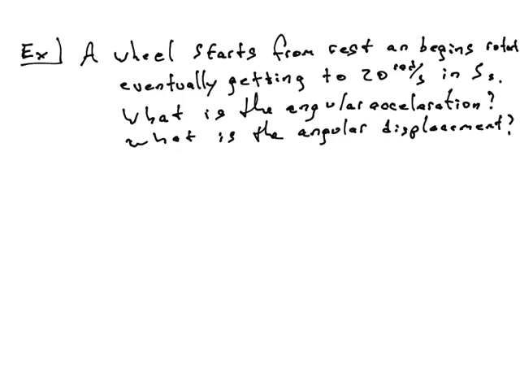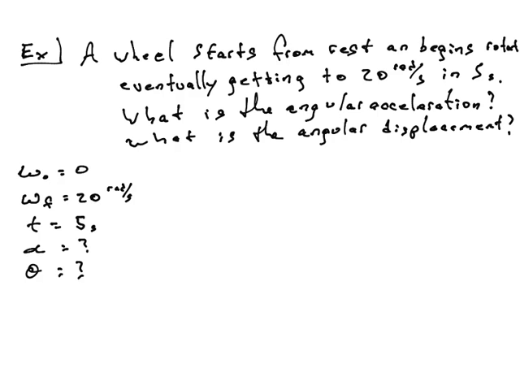Just like with linear kinematics, first thing you do is write down what you know and what you're looking for. A wheel starts from rest. Initial angular velocity is 0. So omega naught is 0. Eventually it gets to 20 radians per second. So its final angular velocity is 20 radians per second. And it does this in 5 seconds. Time is 5. Part A, what is the angular acceleration? Alpha is something. And part B, what's the angular displacement? Theta is something. That's what I know and what I'm looking for.